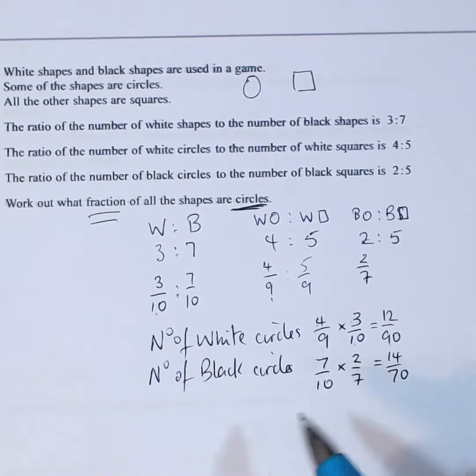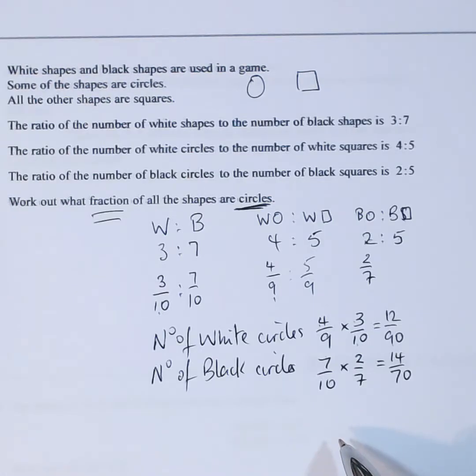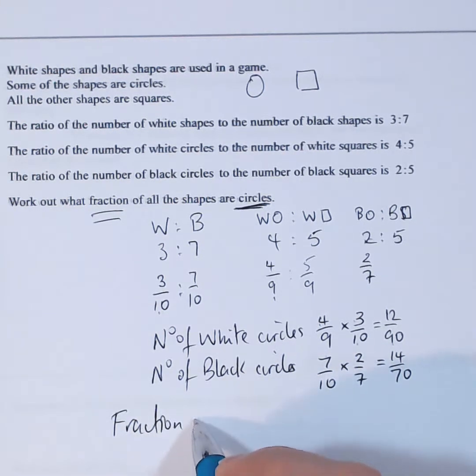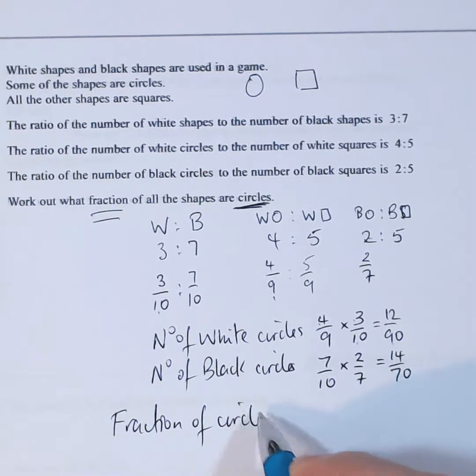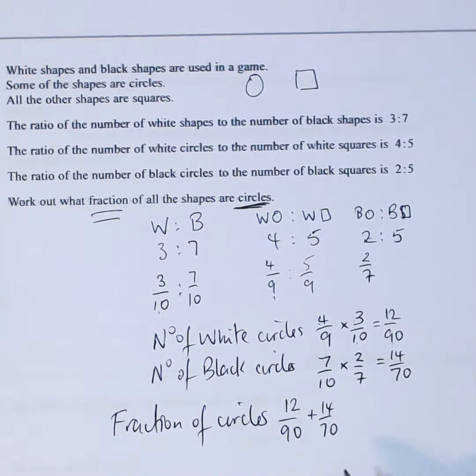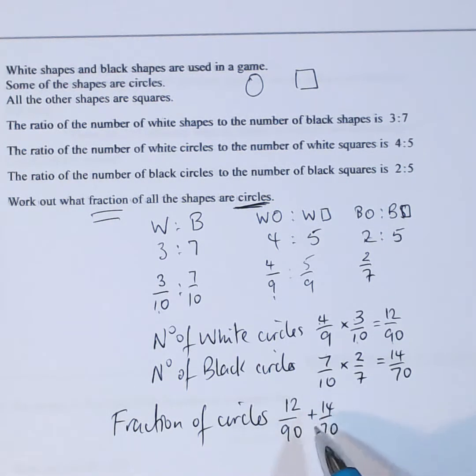Okay, so the question said what's the total fraction. So the fraction of circles, well, that must be the two fractions added together, so 12/90 plus 14/70. Now we don't want to make this too complicated, so we want to cancel these down to make them easier to work with, and we can see that 14/70 is the same as a fifth. We divide that by 14, divide that by 14, and you get a fifth.